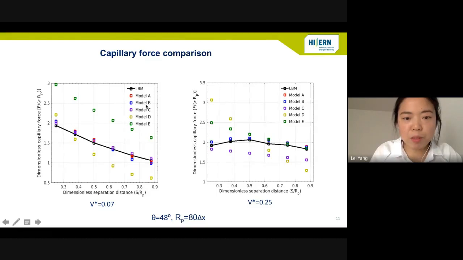And in comparison with all the theoretical models, we found also in this case, model A and model B have better agreement with the simulation results, while for model D and model E, the agreement needs some improvement. For model D, the accuracy decreases at higher bridge volume.